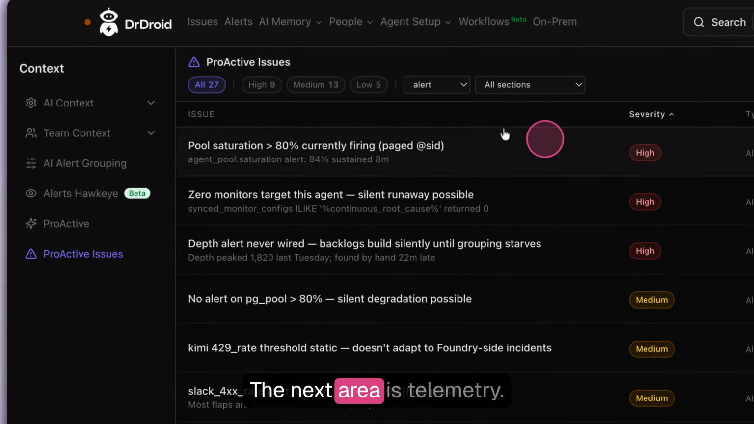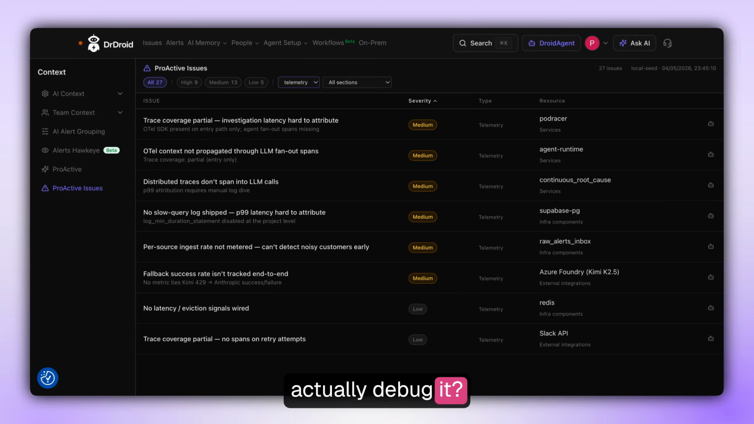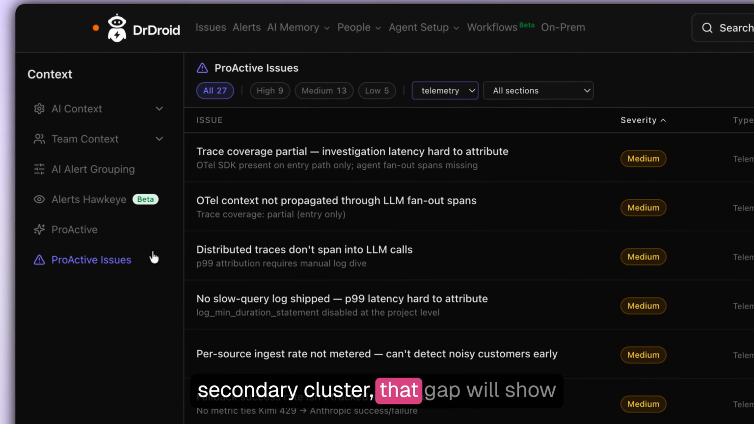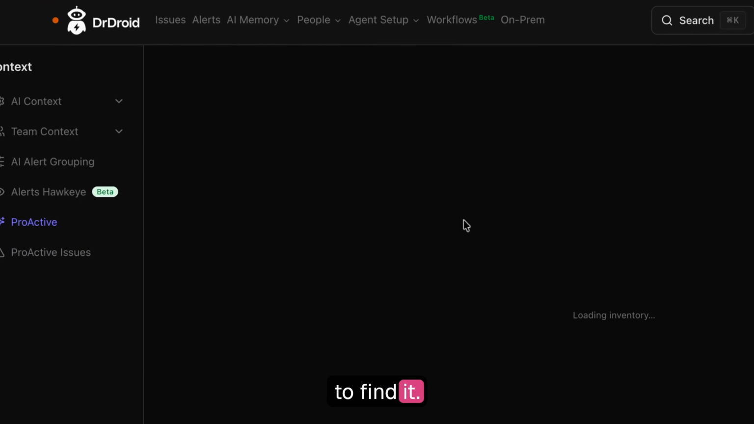The next area is telemetry. When something goes wrong, can we actually debug it? We check whether logs, metrics, and traces are present and properly connected for every service. If two services were deployed last week and they are not shipping logs, or if metrics are missing for services in a secondary cluster, that gap will show up here, before an incident forces us to find it.